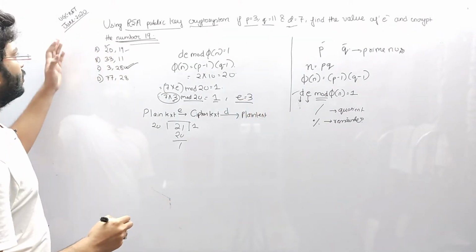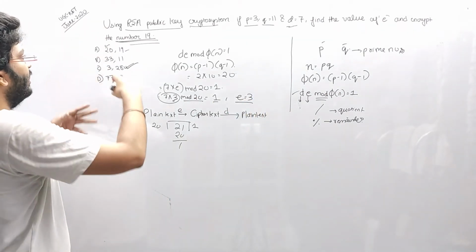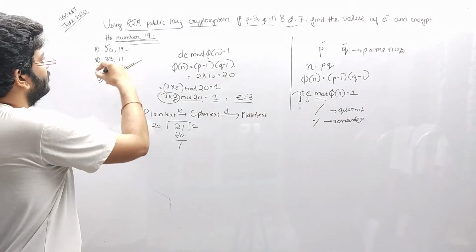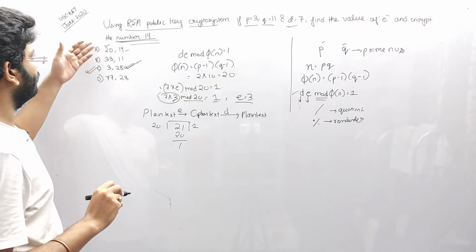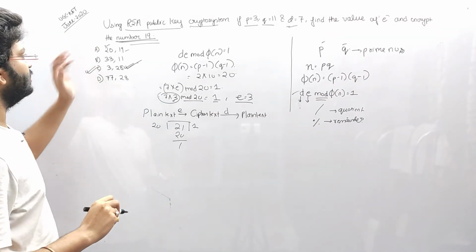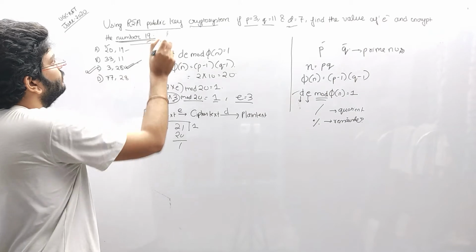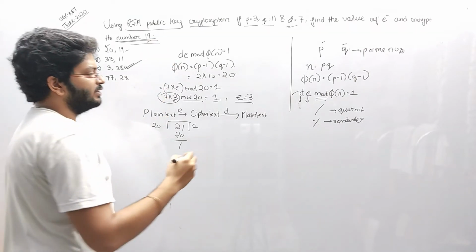Now we can eliminate all the options, because 3 is nowhere else here. So you can eliminate all the options, and the correct answer will be option C. Now suppose 3 is present in more than one option. In that case we have to calculate the value for the number 19, so we have to encrypt it.